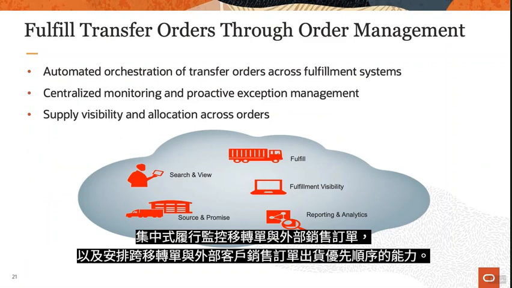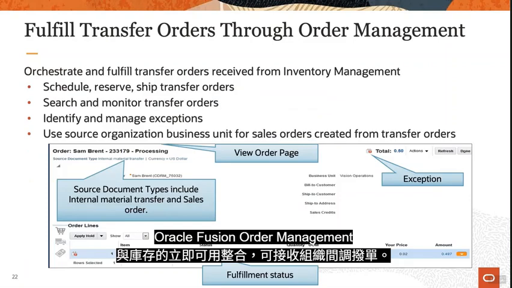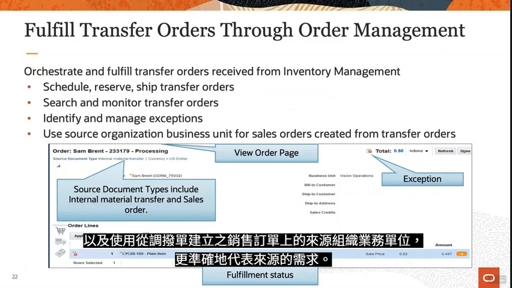Users can search and identify internal material transfer orders using the source document type attribute within the order management workbench. This screen shows how we can use order management to check supply availability, perform what-if analysis, and reallocate supplies across orders. The order manager can utilize the check availability functionality within Oracle order management supply options and perform what-if analysis for scheduling internal material transfer orders. This also provides the capability to prioritize orders and reallocate supply between one or more transfer orders and sales orders. Analytics for internal material transfers.